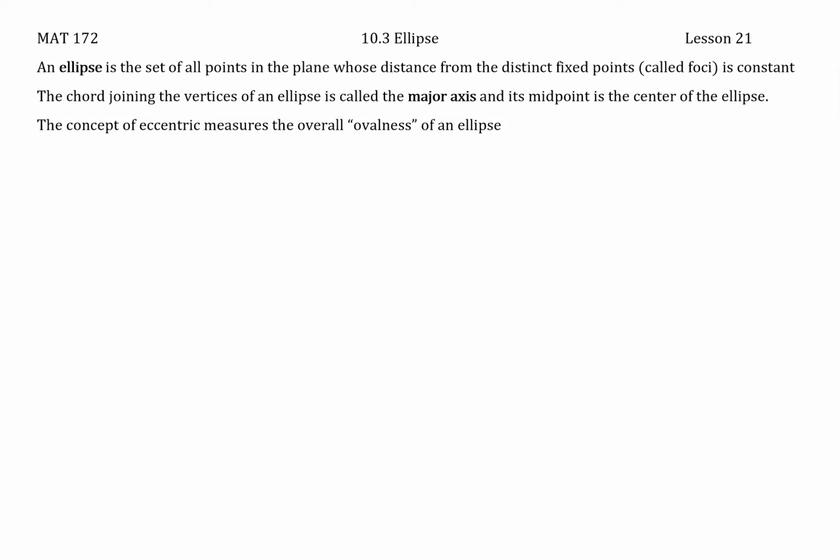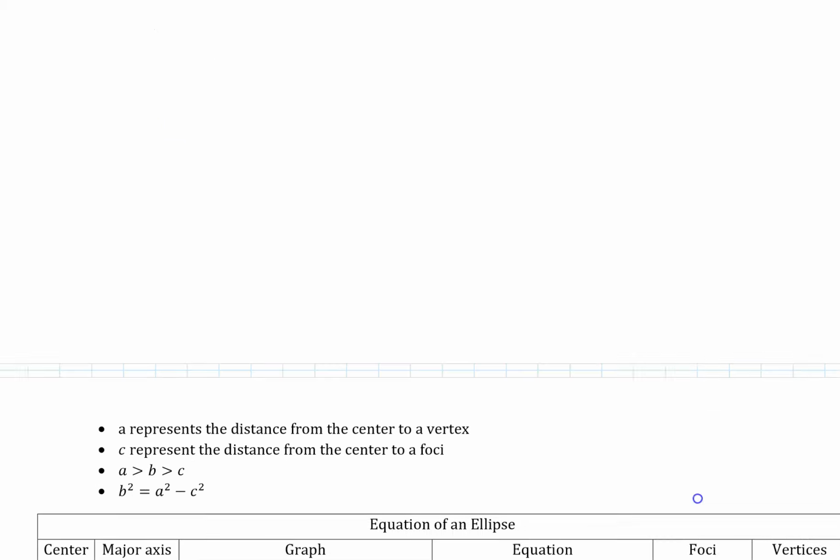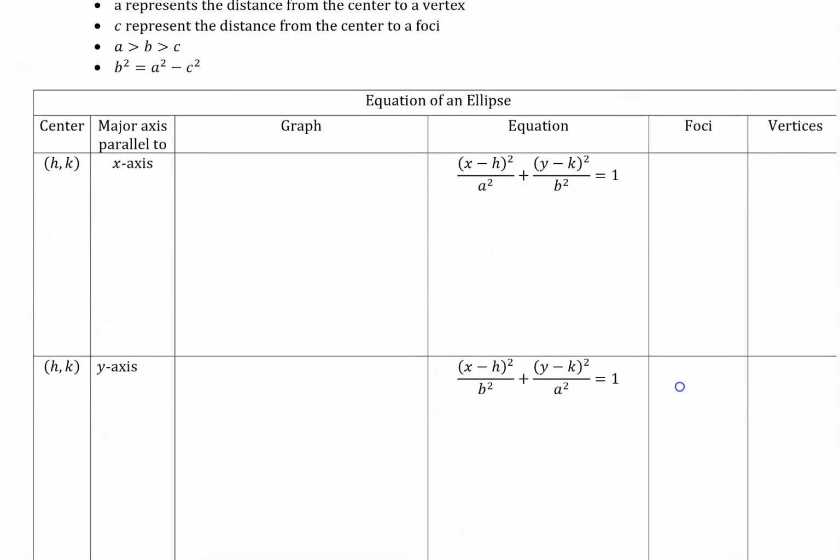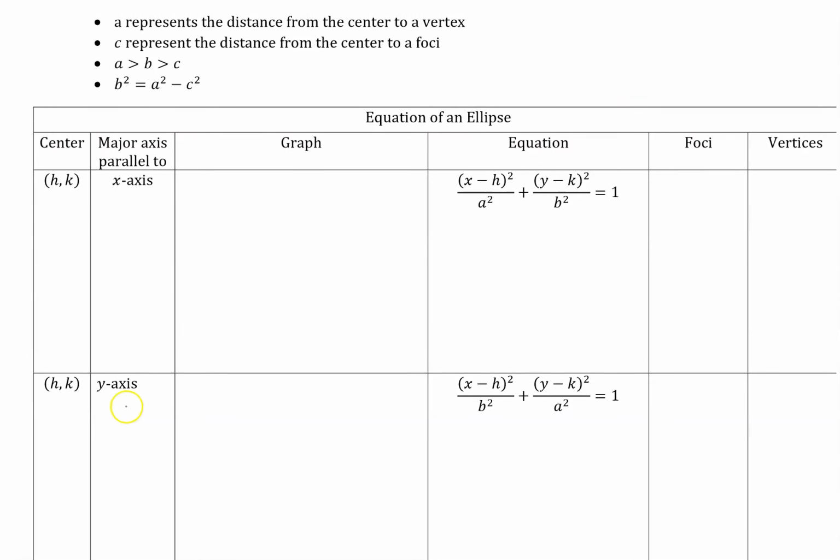It also has two vertices, and the chord that joins the vertices is called the major axis. The midpoint of that chord is the center of the ellipse. We can use the concept of eccentricity to measure the overall ovalness, how round an ellipse is. An ellipse can go one of two ways. It can run with its major axis parallel to the x-axis, or its major axis parallel to the y-axis.